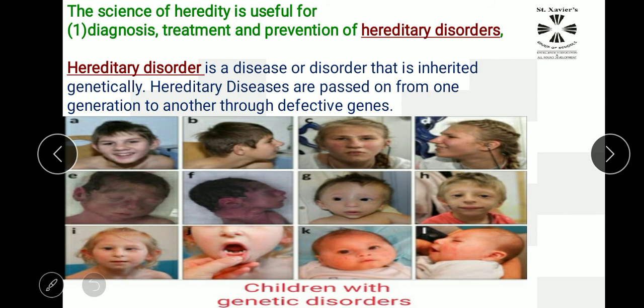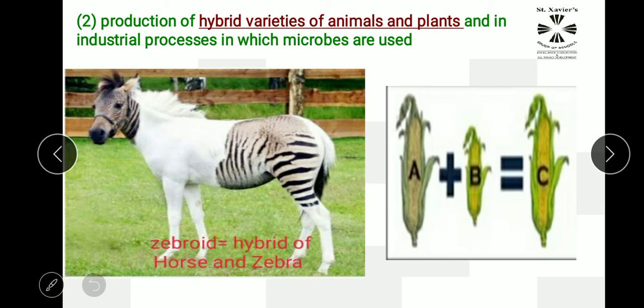Students, the science of heredity is useful for diagnosis, treatment, and prevention of hereditary disorders. What are hereditary disorders? A hereditary disorder is a disease or disorder that is inherited genetically. Hereditary diseases are passed on from one generation to another through defective genes.